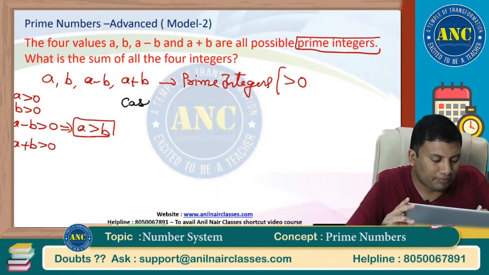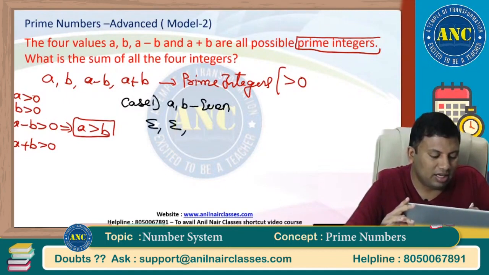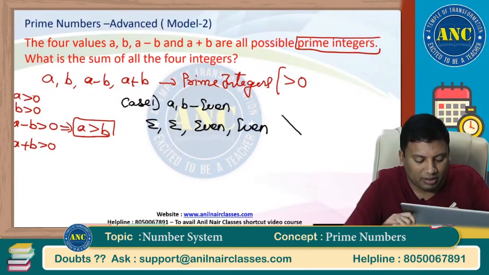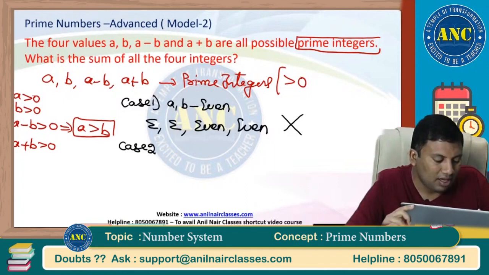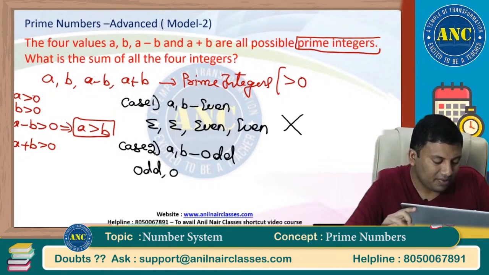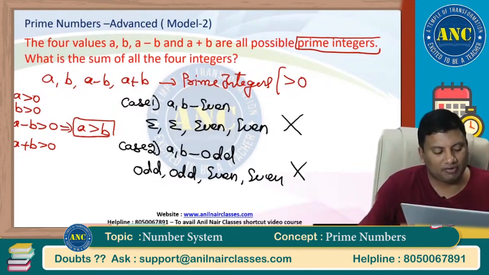Case number 1. Suppose I take A and B as even numbers. Then A minus B is even and A plus B is even. There cannot be more than one even number in the set of prime integers. This is not possible, so case number 1 is out. Case number 2: A and B both are odd. A is an odd number, B is an odd number, odd minus odd is even, odd plus odd is even. There cannot be 2 even numbers in the set of prime numbers.